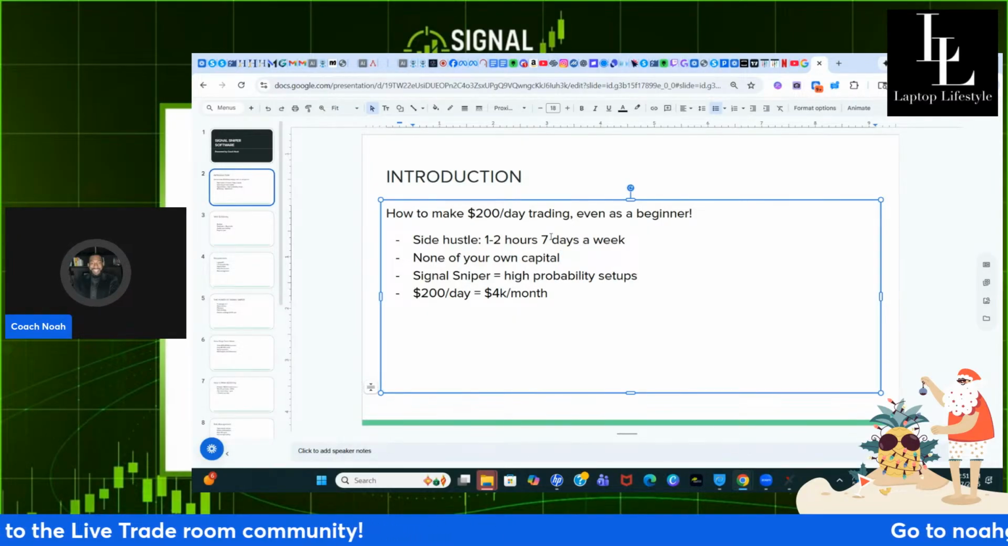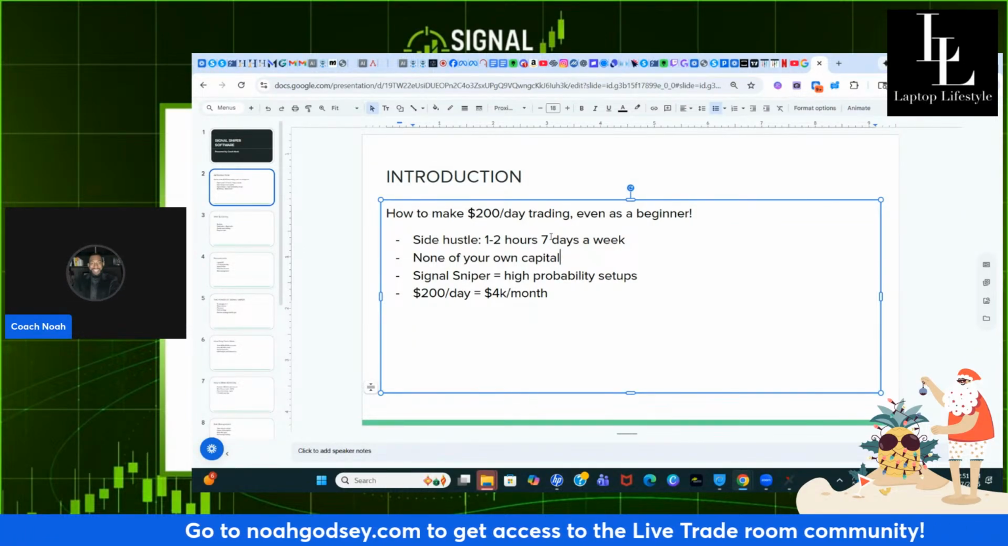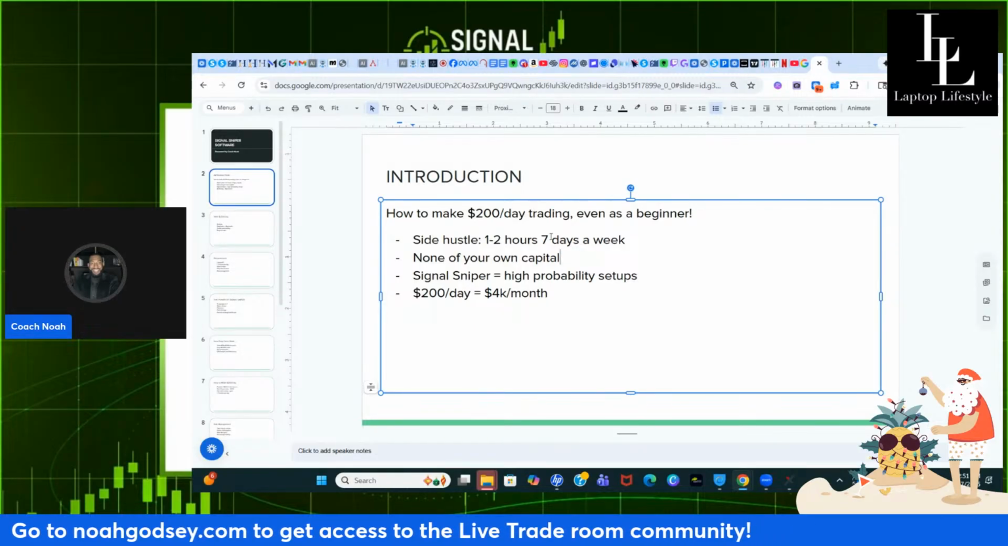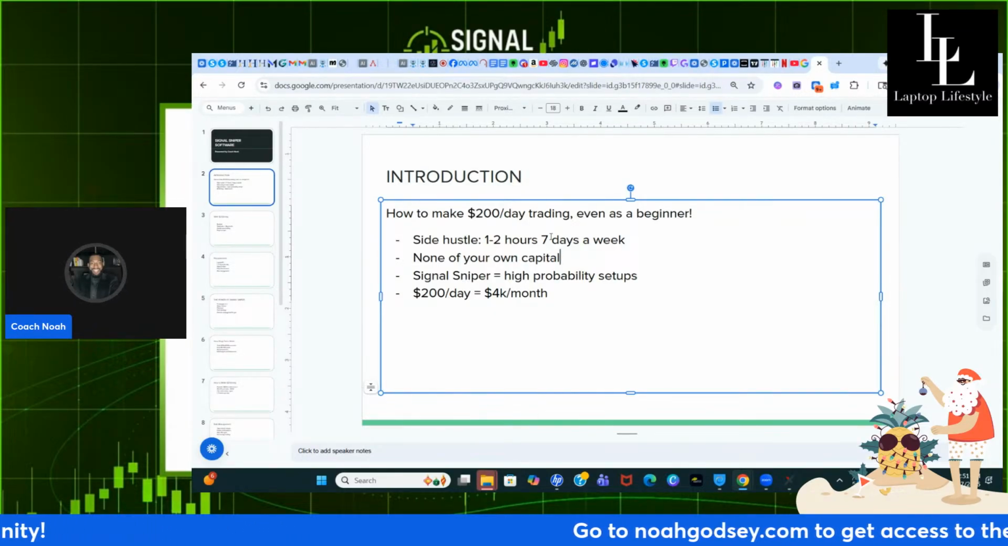And there's even an opportunity for you to start with none of your own capital, the most minimal, by getting a prop firm. A $50,000 account for $100. So very little risk of your own money to get access to a large amount of money. That's another opportunity we'll talk about here in a minute.